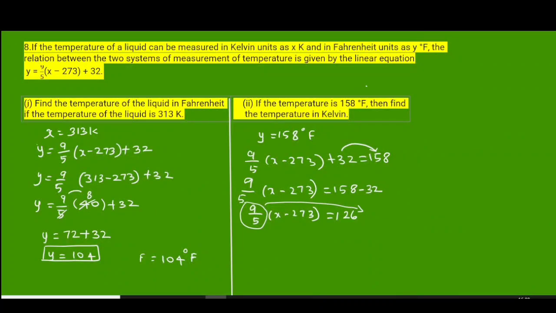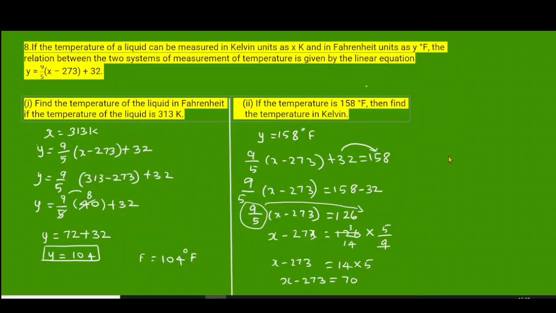Multiplication by 9/5 moves to the other side as division, so we write the reciprocal of this term. 126 into the reciprocal of 9/5, which is 5/9. When cancelling with 9: 9 once, remaining 3, so 9 fourteen times. 126 by 9 is 14, so x - 273 is equal to 14 into 5. Now 14 into 5: 14 5s are 70.